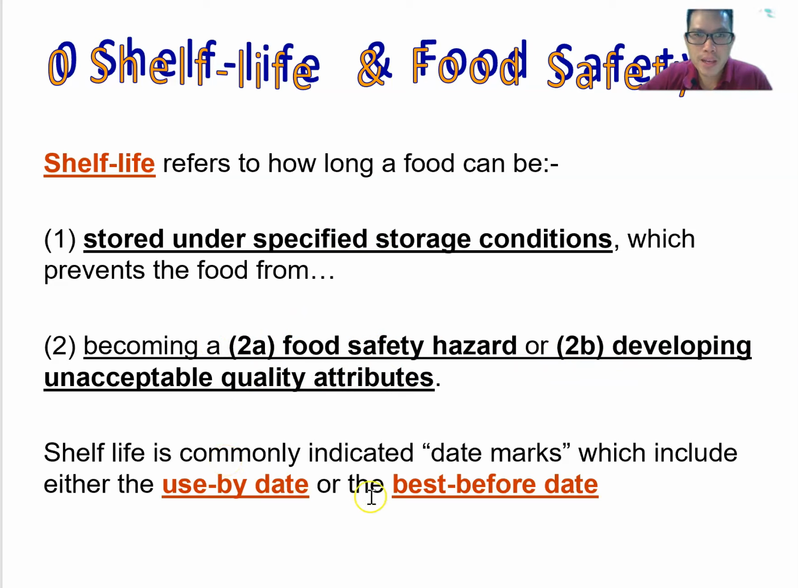So for the use by date and the best before date, if you store it properly, at the specific condition, then you can refer to the use by date and the best before date. This is most important, because as I mentioned, if you did not store properly, it didn't even reach the use by or best before date, the food product may have gone bad already. So store it properly, then you can refer back to the use by or the best before date.